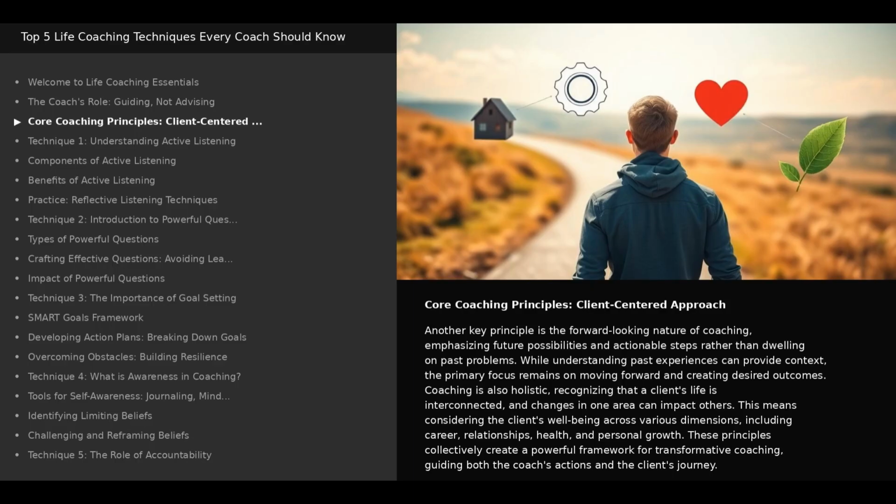This means considering the client's well-being across various dimensions, including career, relationships, health, and personal growth. These principles collectively create a powerful framework for transformative coaching, guiding both the coach's actions and the client's journey.